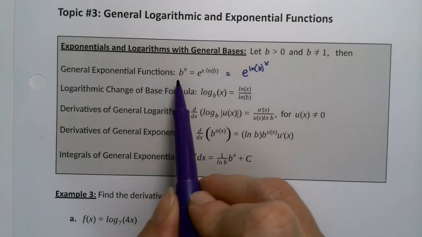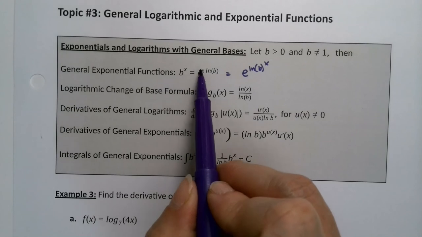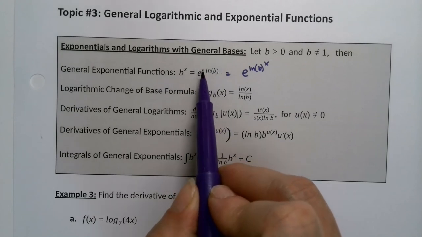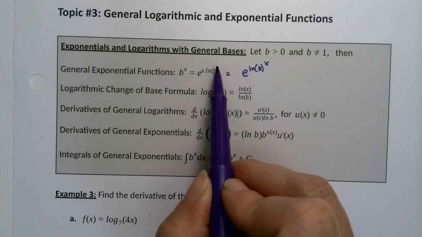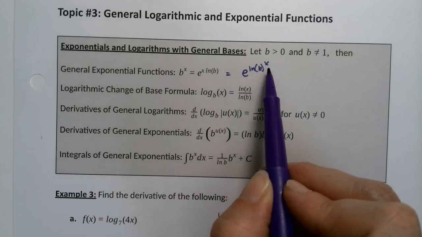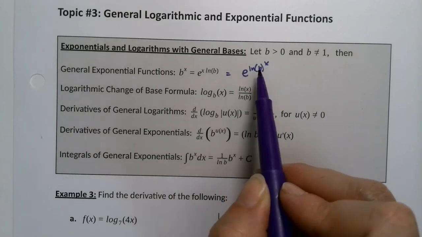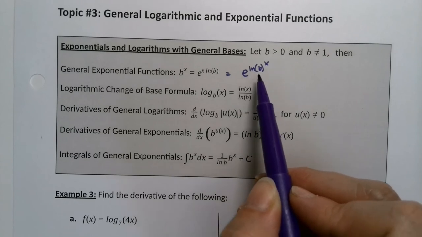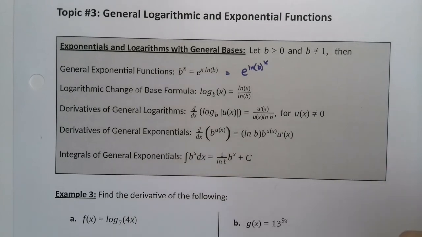So the general exponential function, b to the x, can be defined as e to the x natural log of b, which of course due to the power property means I could pull that x up, and it's e to the natural log of b to the x. And since e and natural log are inverse functions, they would unravel each other. It's a weird way to define it, but it's true.